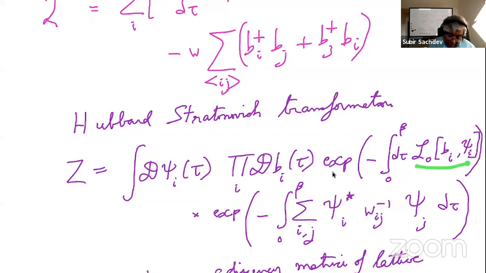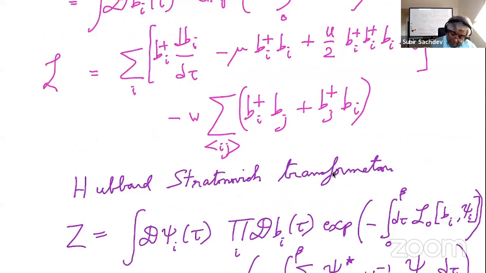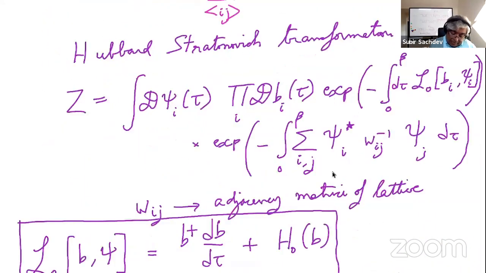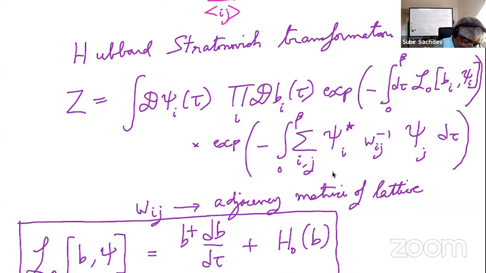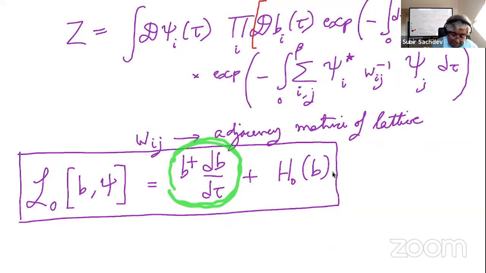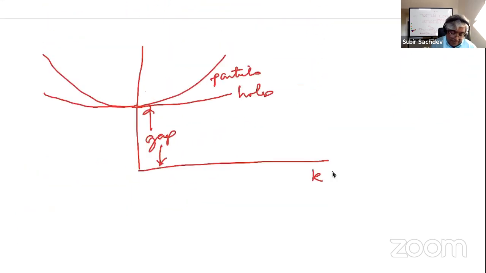There's one term which is basically a sum over sites, involving each site only once. That's why I've written it as a product over i. So you can see it just becomes a bunch of path integrals, one on each site. There's a path integral here which just involves the site i, and then I take the product over all sites. It has an L0 of B and psi in there. And what is this L0 of B and psi? First of all, this B dagger dB d tau is just telling you that bosons have the commutation relation. It's the same H0 that we had in mean field theory. Exactly this.